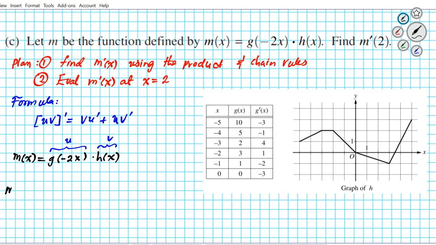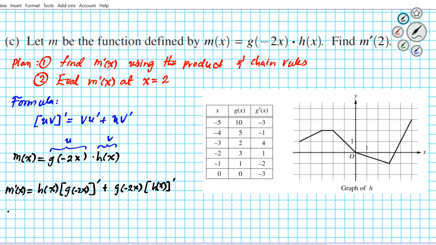So m prime of x is going to be v u prime, the derivative of g of -2x. Let me just show you the steps so you don't get confused. g of -2x prime, that's v u prime, plus u, g of -2x, times v prime, which is h of x prime.